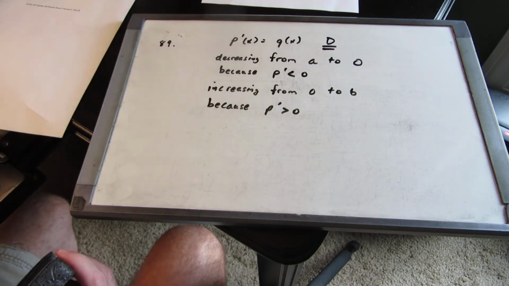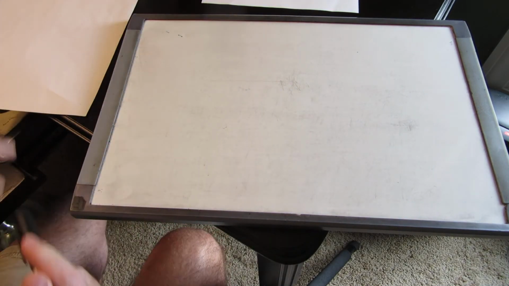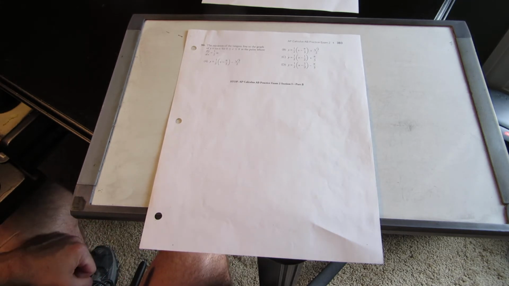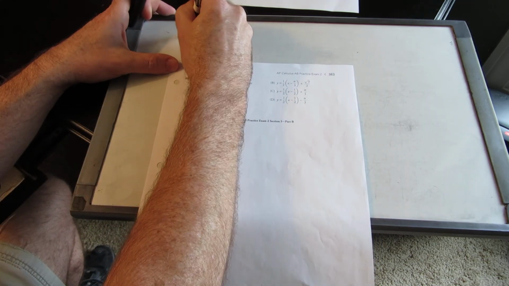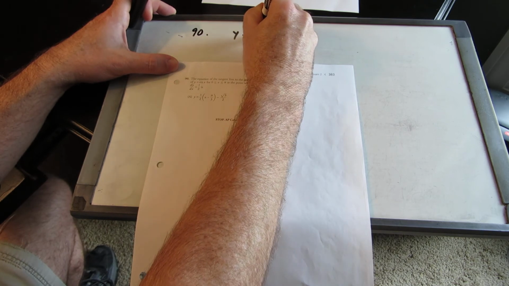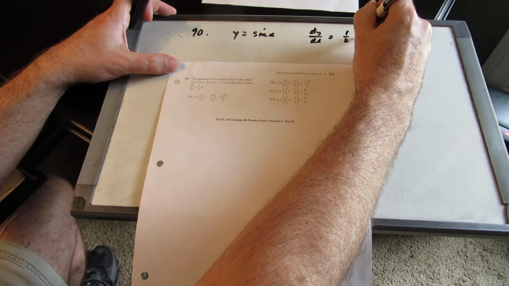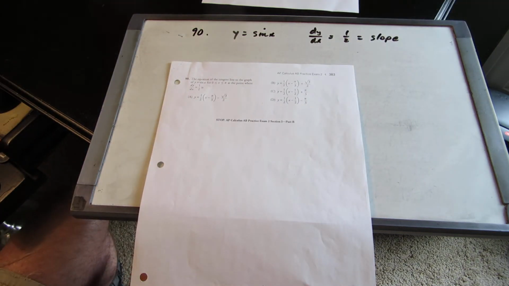Alright, one more from this calculator section, and that is number 90. Number 90 says, the equation of the tangent line to the graph y equals sine x. So we've got y equals sine x as the original equation. We know that dy/dx is equal to 1/2. That means that's the slope. The derivative is just the slope. The slope is 1/2, so you know you're going to have a slope of 1/2 in the answer, and all four answers have that, so that's not too helpful.